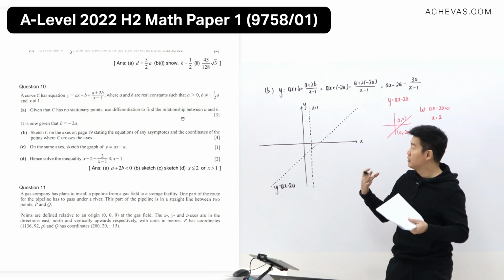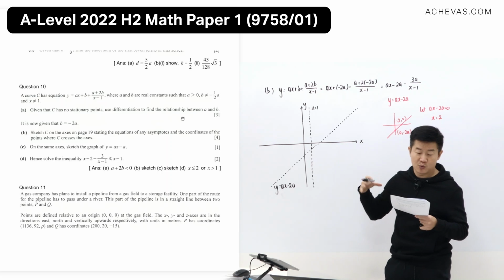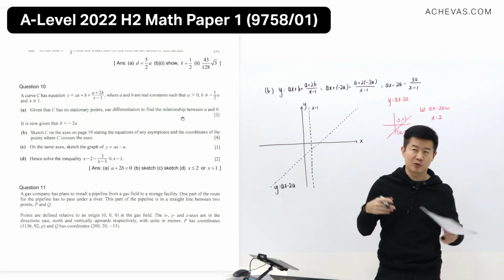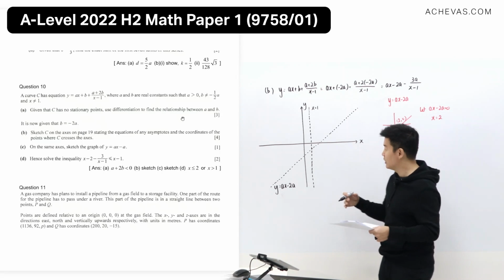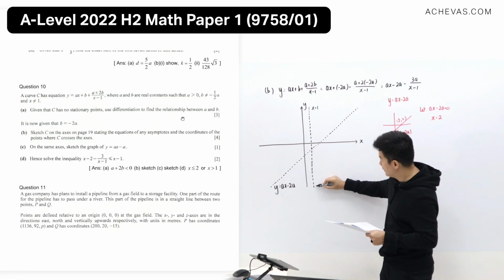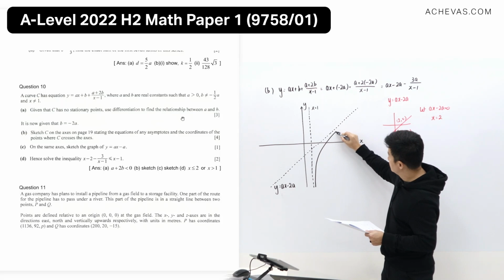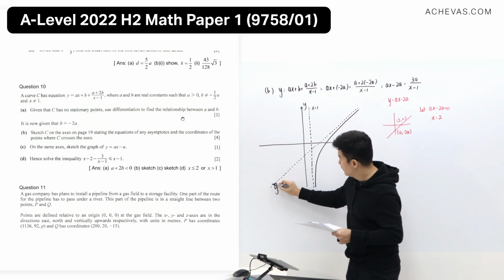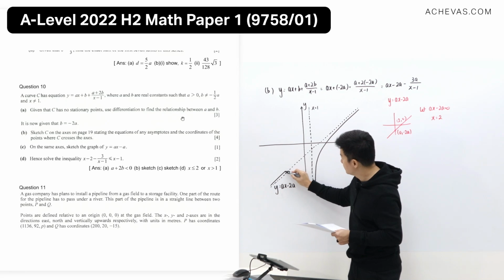So you will also be able to deduce that for the graph that we're going to be drawing, it will have no stationary points. But anyway, I think the fastest way is to just let a be equal to, let's say, 1, press it into the graphing calculator, take a quick look at the shape of the graph, and you'll realize that it looks something like this. Let me just sketch it. So it will be like this. Okay, and the other part of the graph will be like this.